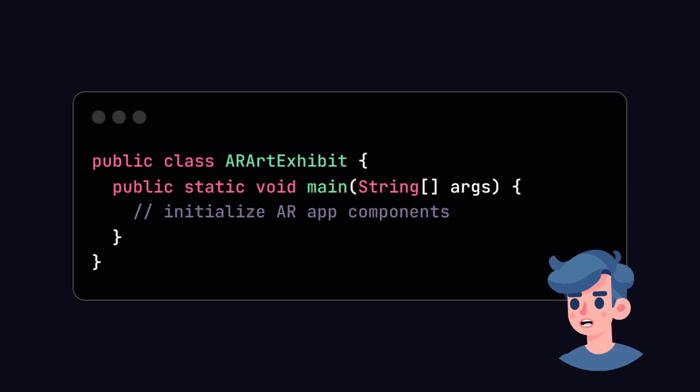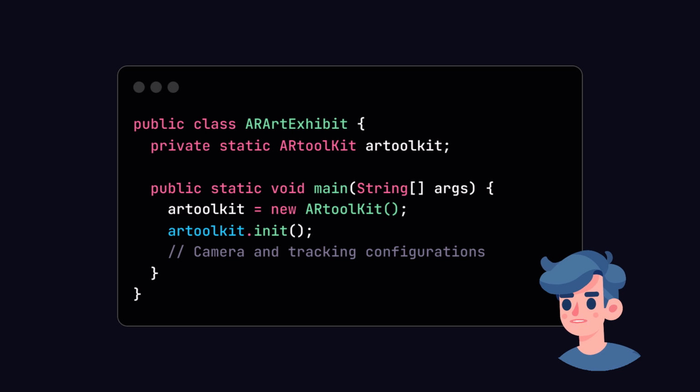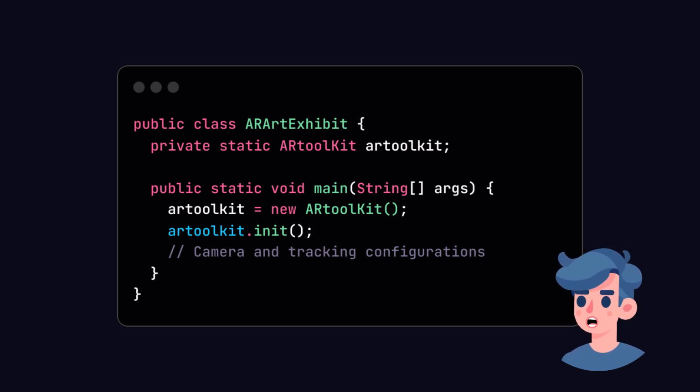We will initialize our app and manage the AR elements. Create a new class named ARArtExhibit.java in your project. In our ARArtExhibit class, let's first configure the AR protocols. We need to establish camera settings and the data we want to track. AirToolKit offers us methods to set this up easily.